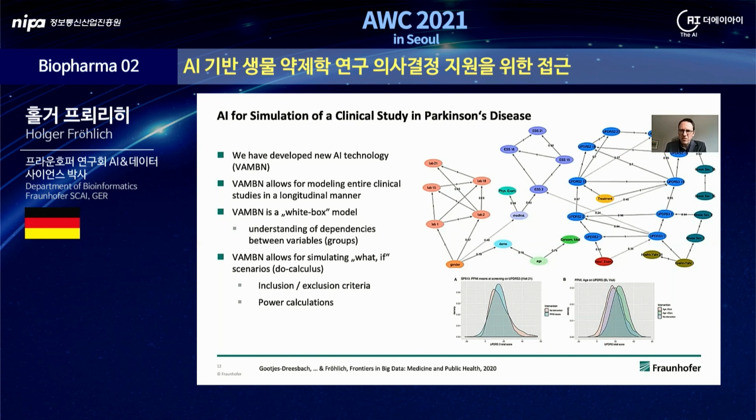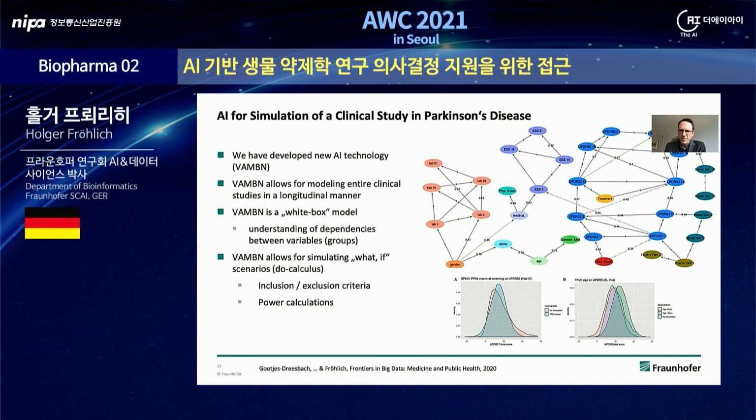The network depicts dependencies between different variables and variable groups in the data and assigns each of these dependencies a certain level of statistical confidence indicated by the little numbers on edges. WAMBEN allows for simulating what-if scenarios via well-established theory. It thus allows for simulating consequences of modifying inclusion-exclusion criteria.